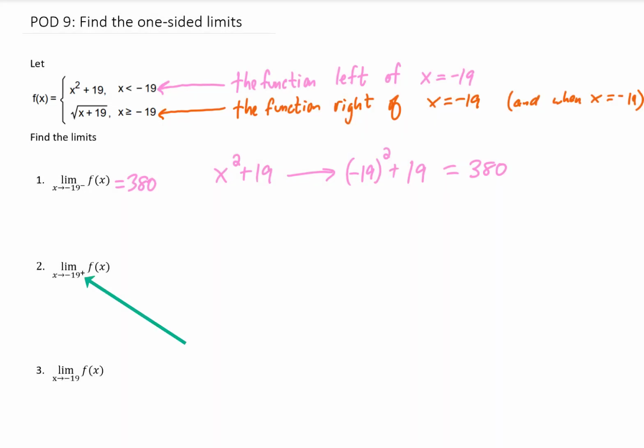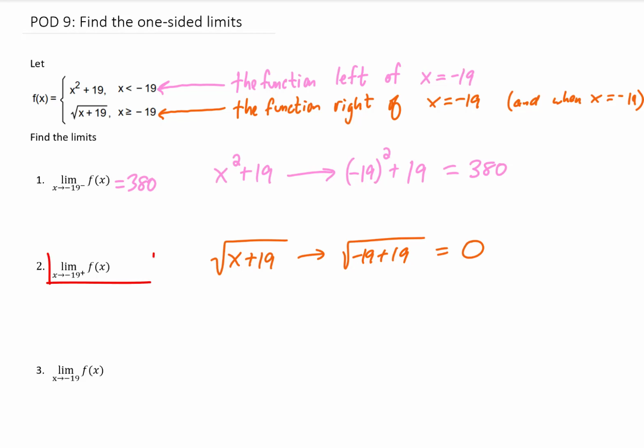So from the right side of negative 19, our function just looks like the square root of x plus 19. If we want to know what happens to the y value, as x approaches negative 19, we just plug x equals negative 19 in, and we get the square root of 0, which is just 0. Now that is not an indeterminate form. Indeterminate form would be 0 over 0. So our answer is just 0. The y value of this function approaches 0.